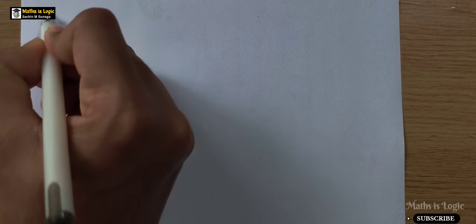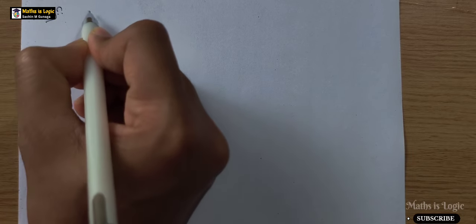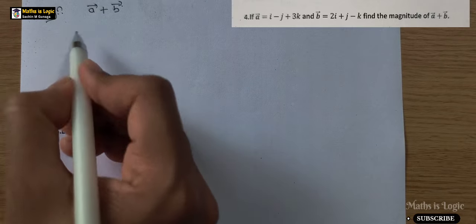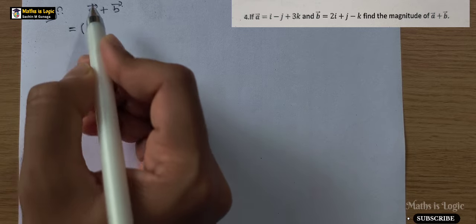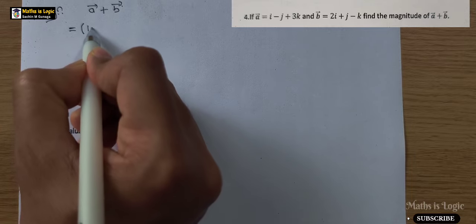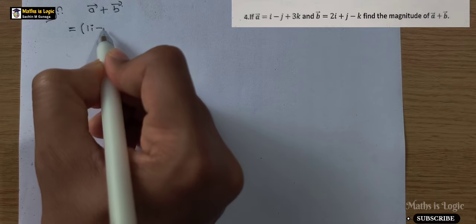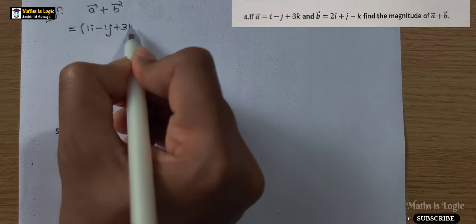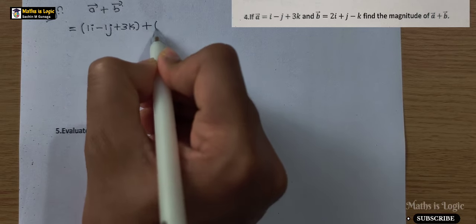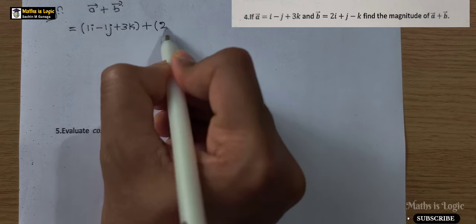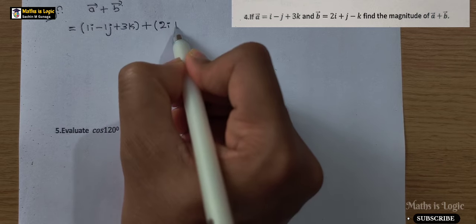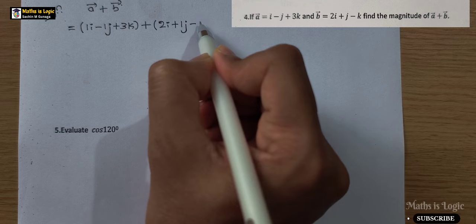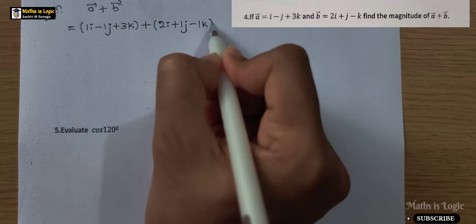So write the solution: A vector plus B vector. First write A vector in brackets: i can be written as 1i, minus j can be written as minus 1j, plus 3k. This is the A vector. Plus, again in brackets, B vector: 2i, again j can be written as 1j, and k can be written as minus 1k.